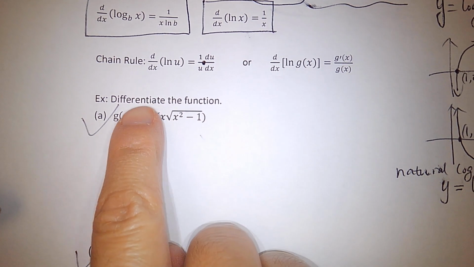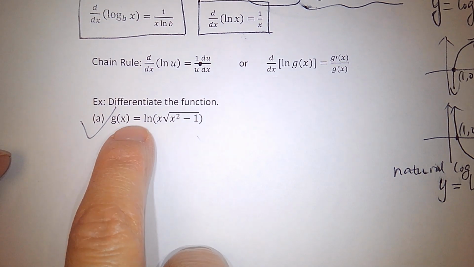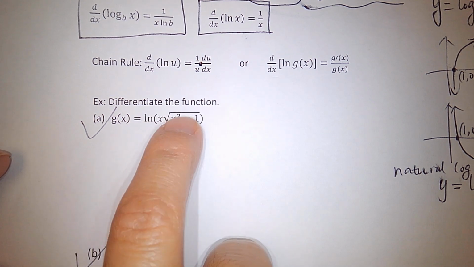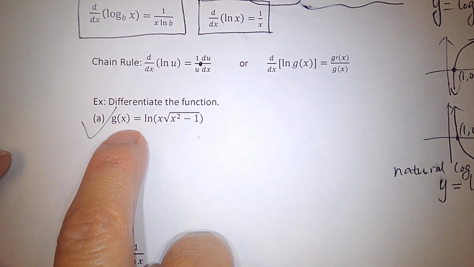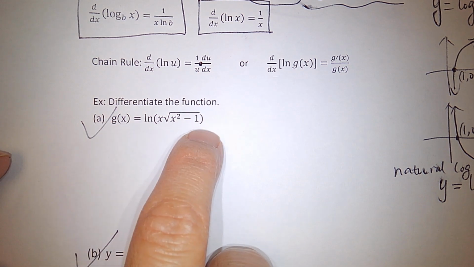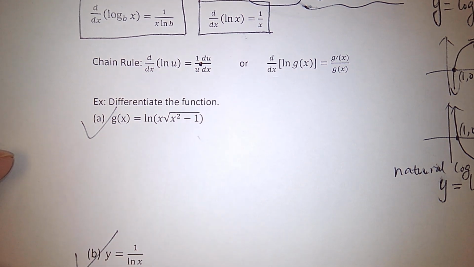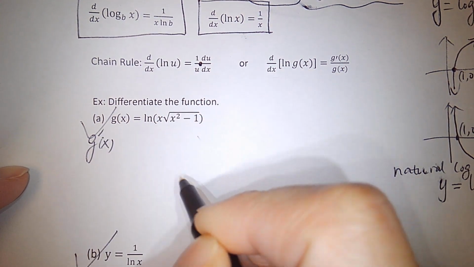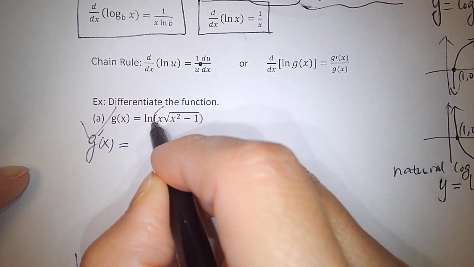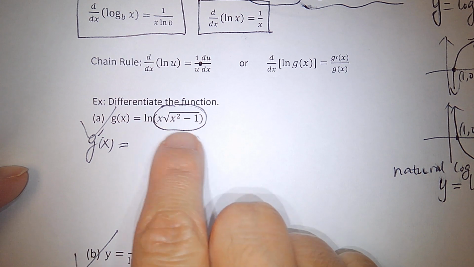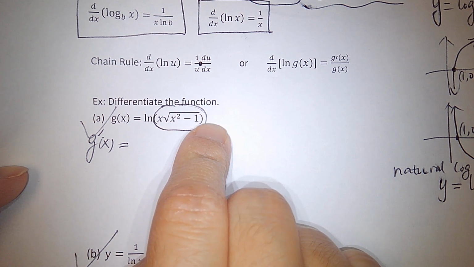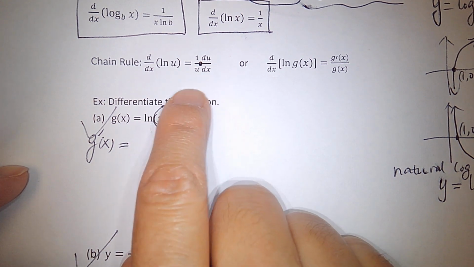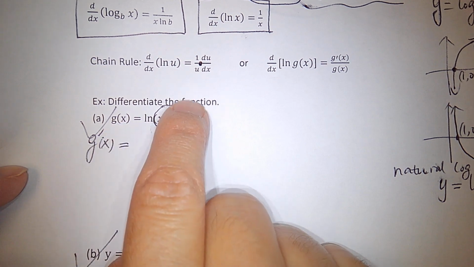Alright, so, differentiate the function. g of x equals ln of x times the square root of x squared minus 1. Compute the derivative of g with respect to x. The derivative equals, because this is a natural log function, ln of something, right? By using the chain rule, at first we're going to differentiate ln of this. This whole thing is g, okay?